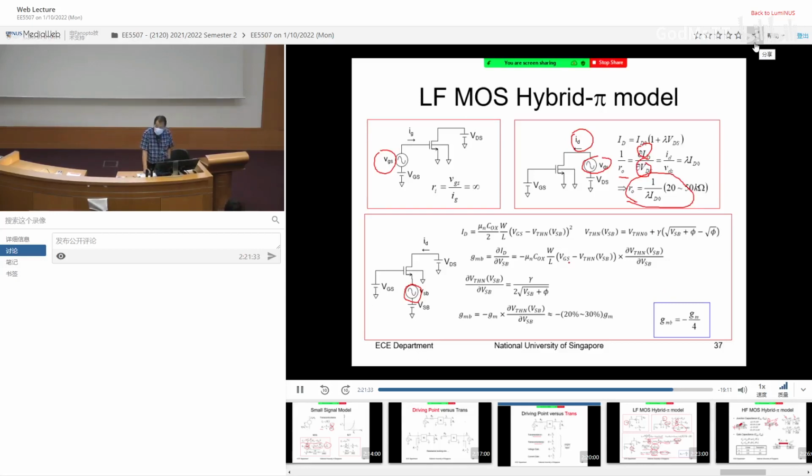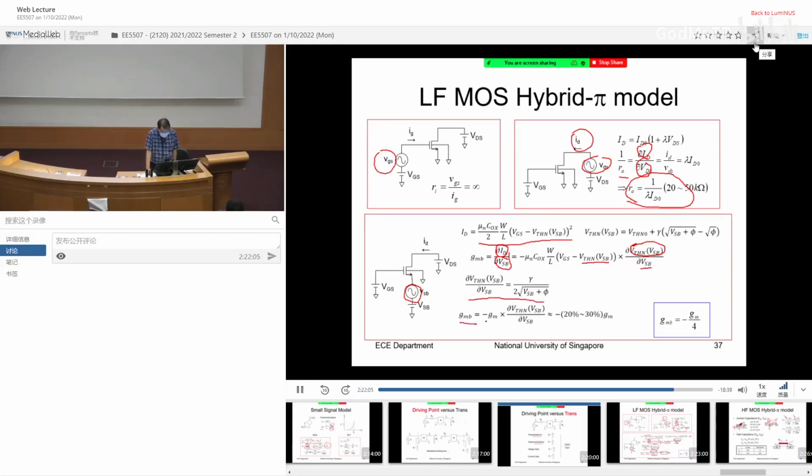Now, the derivation is a bit complicated. Again, we need to find how much current changes with respect to the source body voltage, delta ID over delta VSB. So we differentiate this current using chain rule with respect to the threshold voltage, and then we further differentiate threshold voltage with respect to VSB. By doing that, you can obtain the threshold voltage versus VSB as follows.